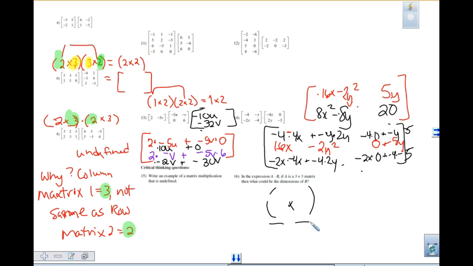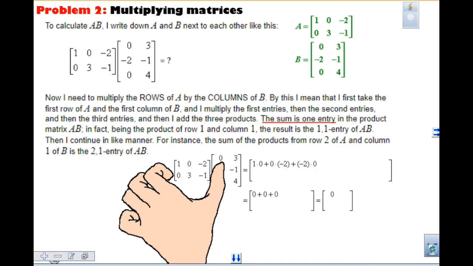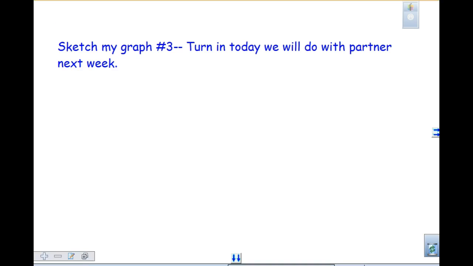And then this one says, write an example of a matrix multiplication that is undefined. So we just talked about how it's undefined, right? Make sure you make one where the two matrices are not going to be able to be multiplied. Don't use number 8, but something similar to that. Again, I attached that video of this, if that helps you to get it down and to see it over and over and over.